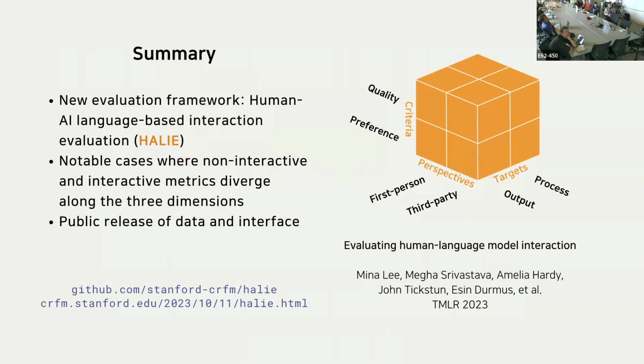Okay, so that was the second part of the talk where we proposed a new evaluation framework called Haley. And then I shared 4 notable cases where non-interactive and interactive metrics diverge along the 3 dimensions. And just like co-author, all the data and the interfaces are publicly available.